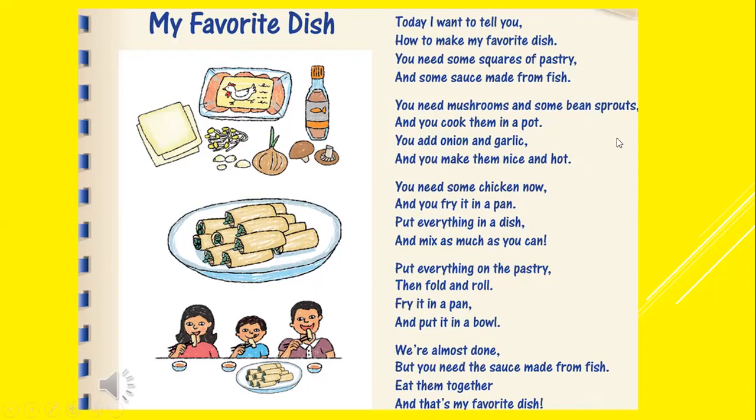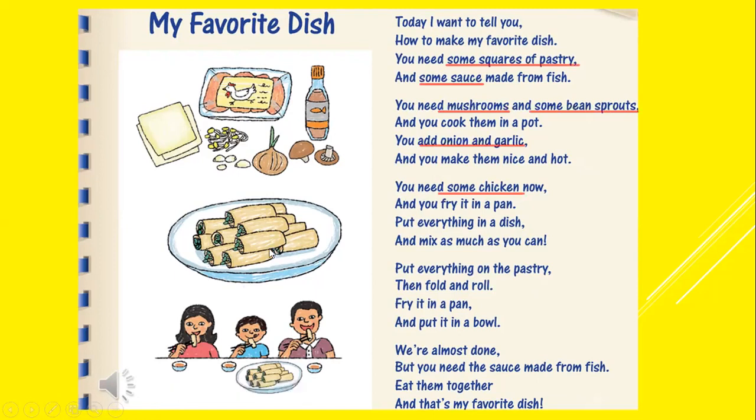Okay, time's up. Let's check together. Yes, some squares of pastry, some sauce, mushrooms, some bean sprouts, an onion, garlic, and some chicken. Very good, student. Okay, now let's listen to the audio.